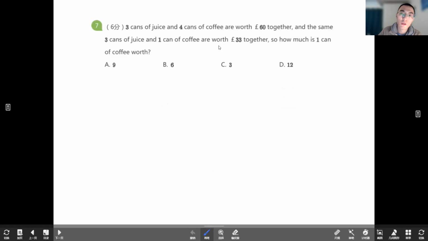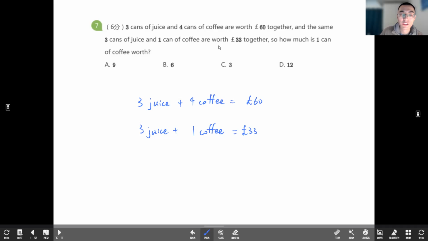Now, let me ask you a question first. Look at these two. We can write down 2 expressions, right? So 3 juice plus 4 coffee equals 60 pounds. And then 3 juice plus 1 coffee equals 33 pounds. Now, my question is, if you observe these 2 expressions, what is the same? What remained unchanged? And what changed?